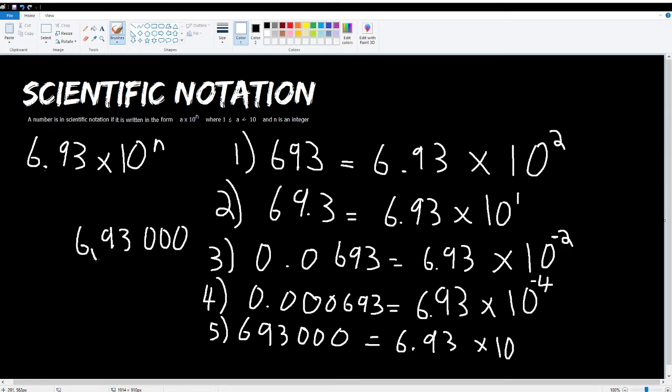So let's see how many times. We see 1, 2, 3, 4, 5. So this is basically 10 to the 5, right? And it's positive, remember, because my decimal's getting bigger. Okay.